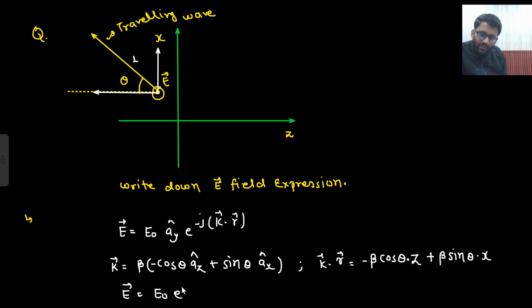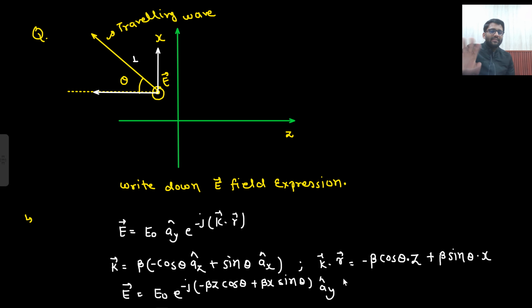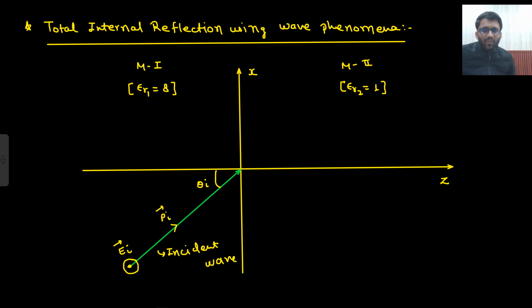E naught e to the power minus j, minus beta z cos theta plus beta x sin theta, ay cap. No need to mug up anything. I'm just asking whether you can write down these expressions. You should have the good habit of writing down these expressions, right? Let's move on to our concept now.